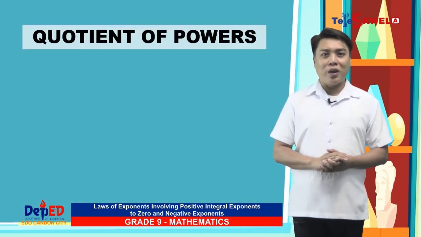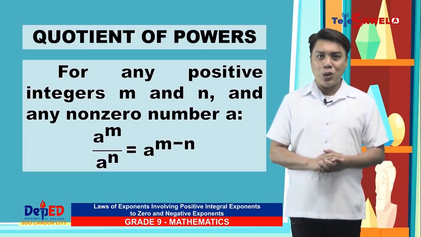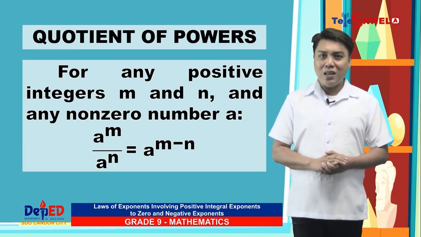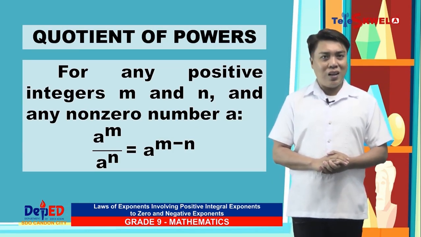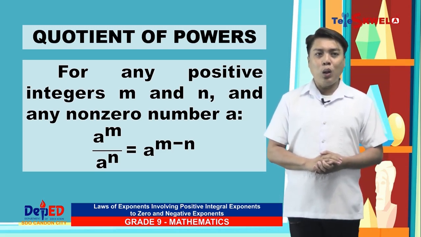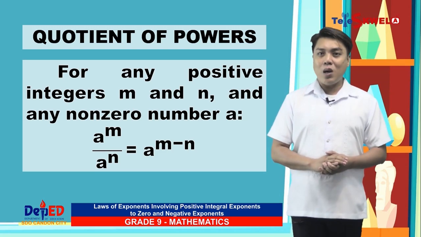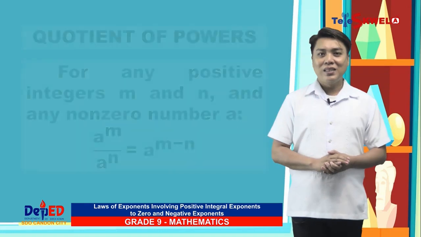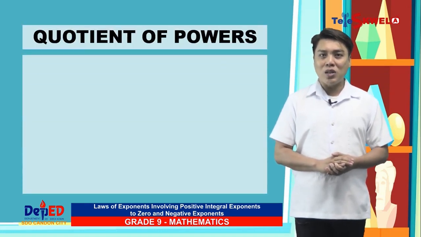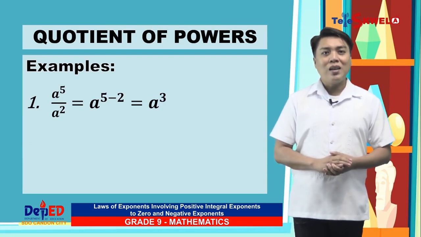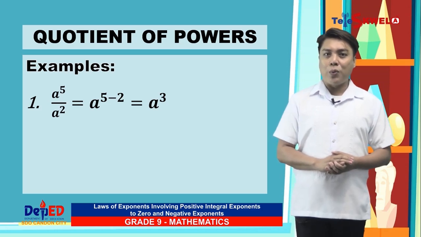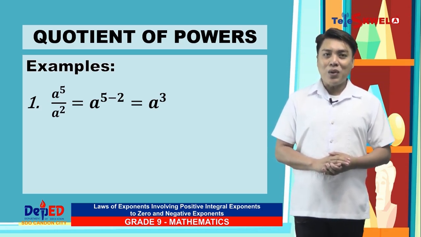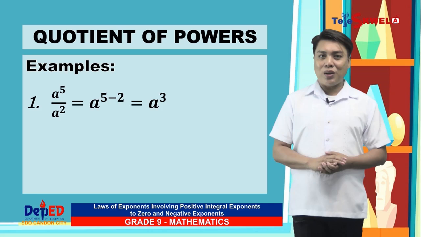For quotient of powers, for any positive integers m and n and any non-zero number a, that is a raised to m all over a raised to n is equal to a raised to m minus n. Here are examples for quotient of powers. Number 1, a raised to the fifth power all over a raised to the second power is equal to a raised to 5 minus 2, and that is equal to a raised to the third power.